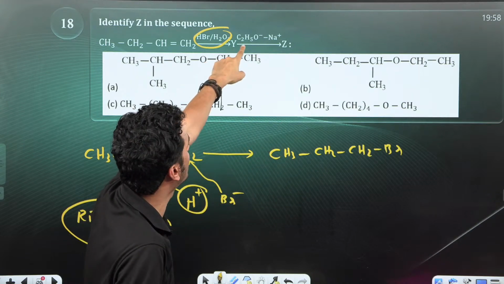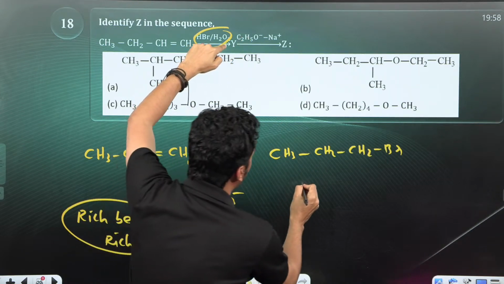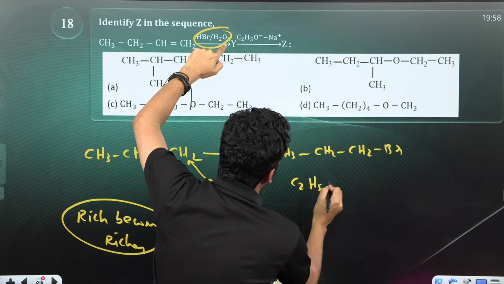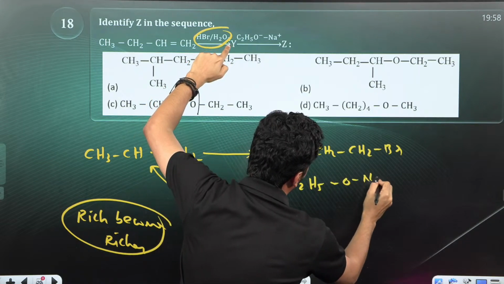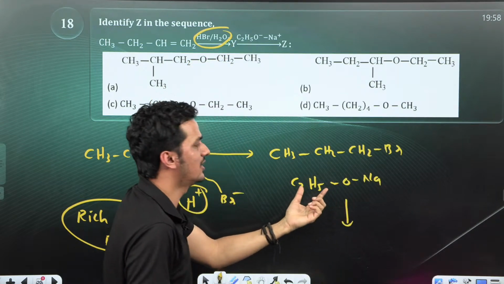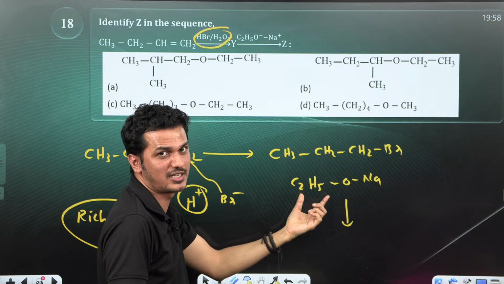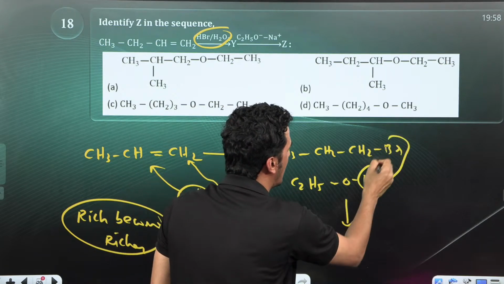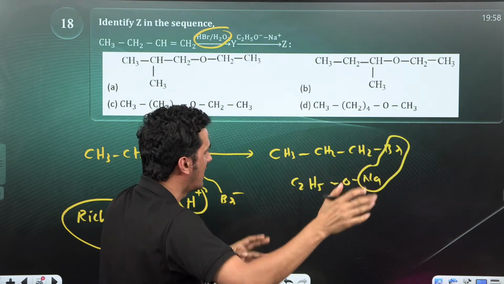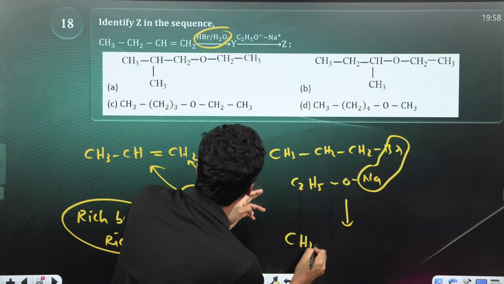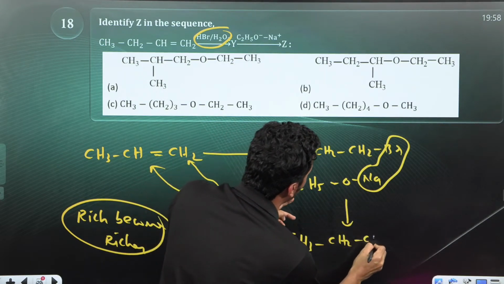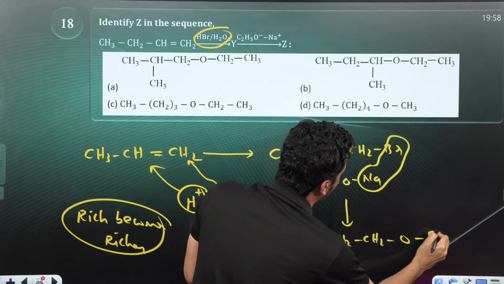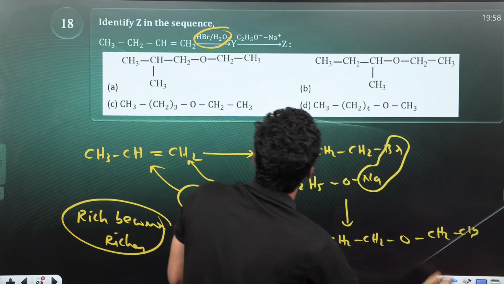This one you are treating with, what is this? C2H5ONa. So this is a sodium alkoxide we are treating, that is Williamson synthesis. What will happen? This Na and Br will go together and what are you going to get? CH3 CH2 CH2 O, then here CH2 CH3 will be coming.